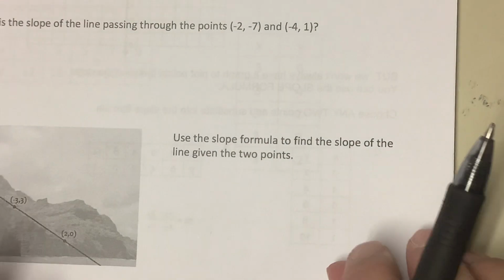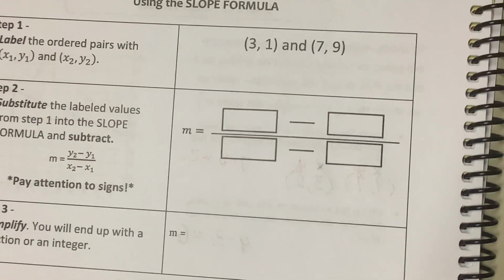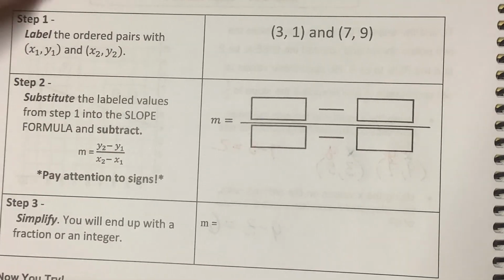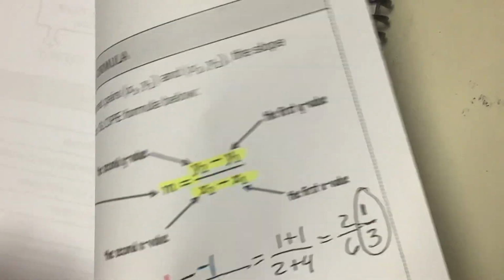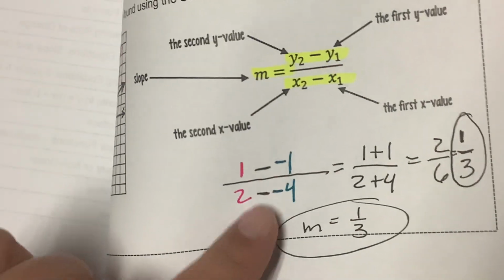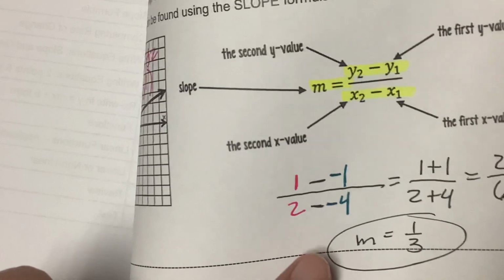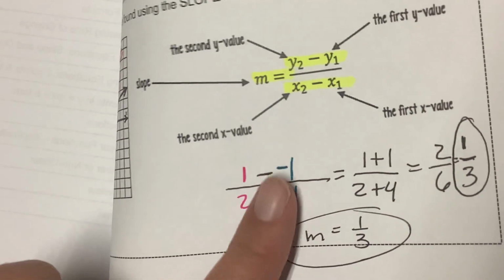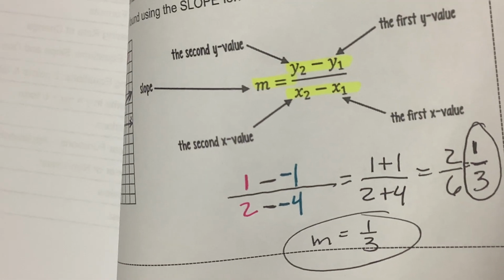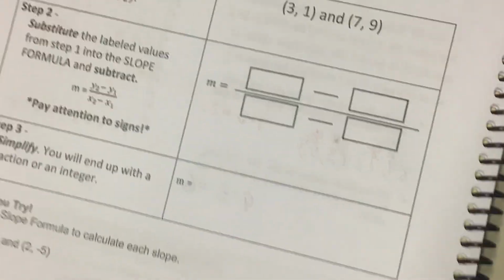All right, next page. Here's how we're going to do this. We're going to label the ordered pairs with x1, y1, x2, y2. And I like to do that with colors. See, the colors make it easy. Oh, you can't see. I'm looking at something you can't see. Here we go. I like to do it with colors to make my life easier. I like to say, all right, y2 and y1 are going to be blue, and x2 and x1 are going to be pink. So that's what I'm going to do.